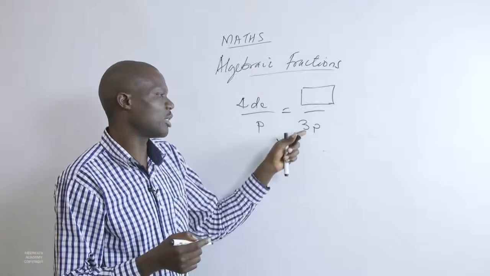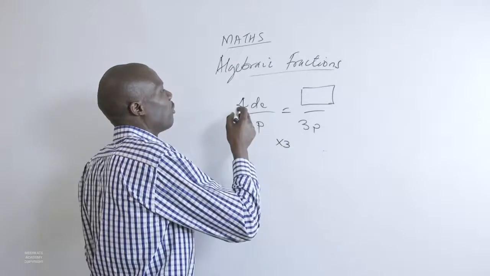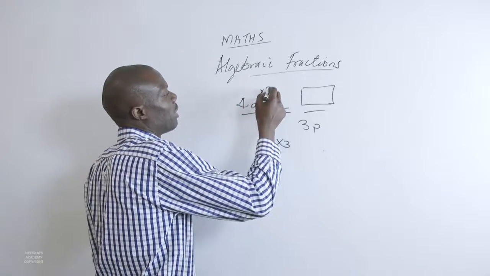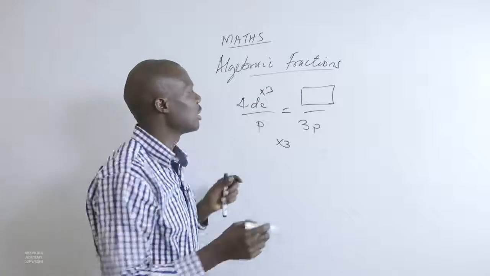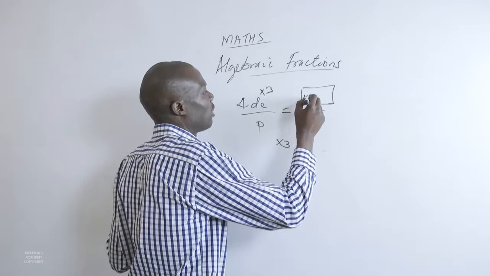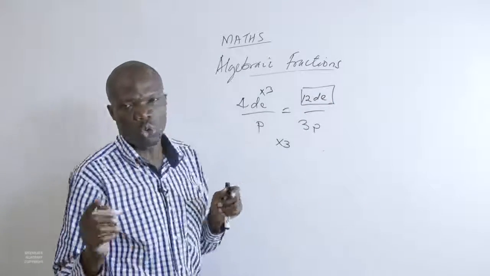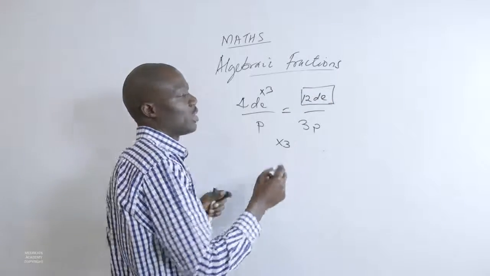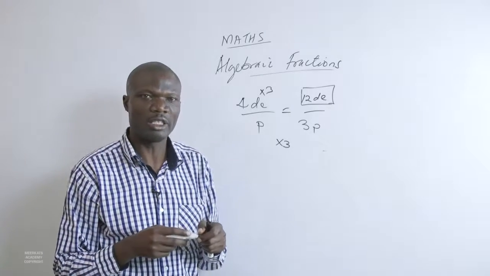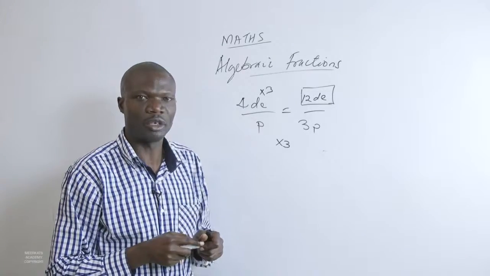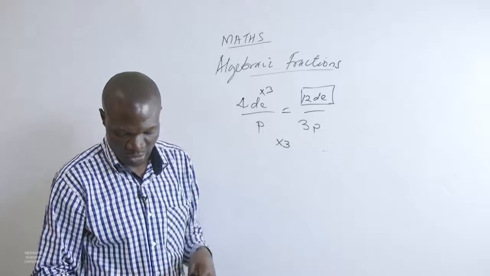p times 3 is 3p. And 4de multiplied by 3 should give us a term like 12de. So what is missing in the box is 12de.